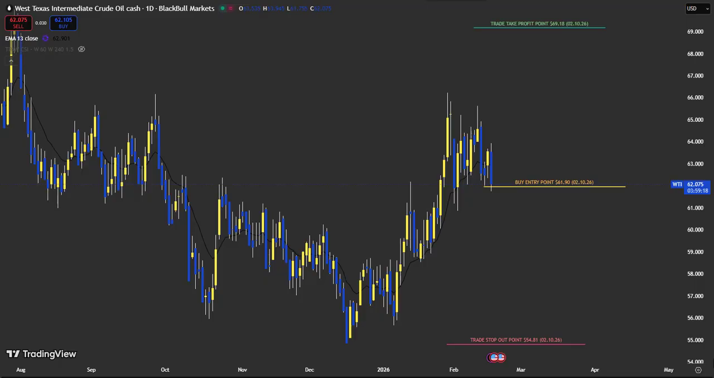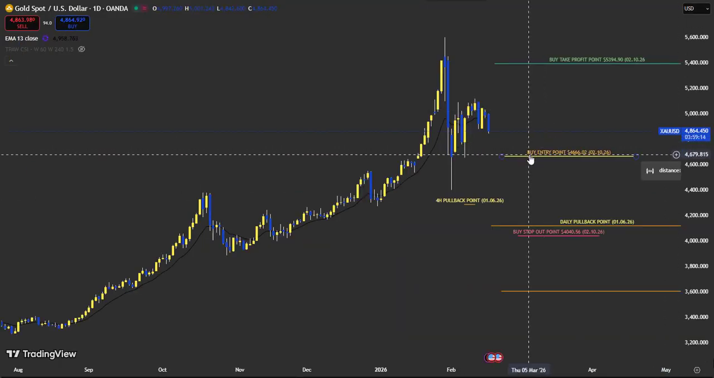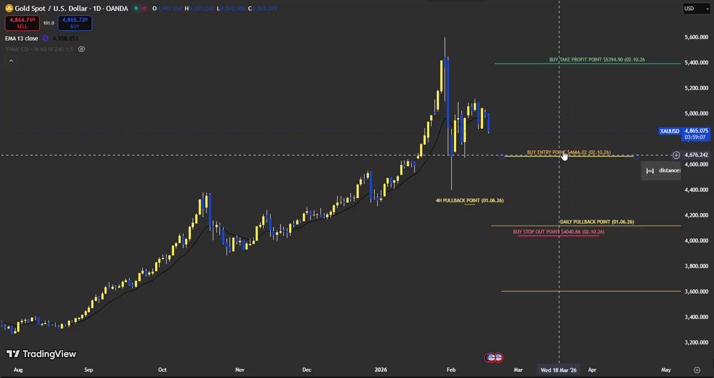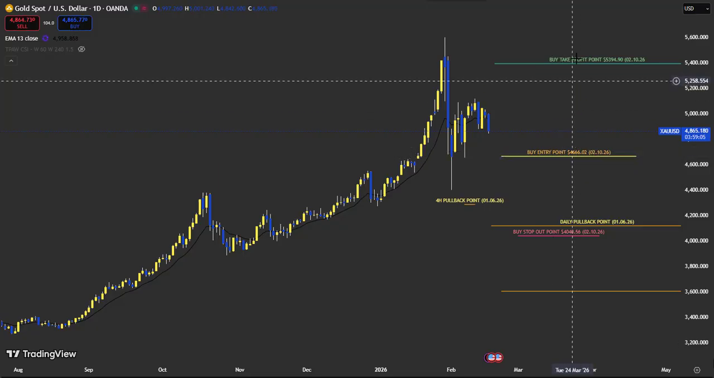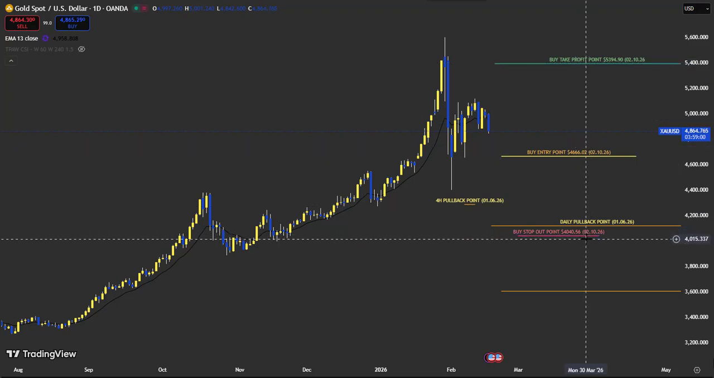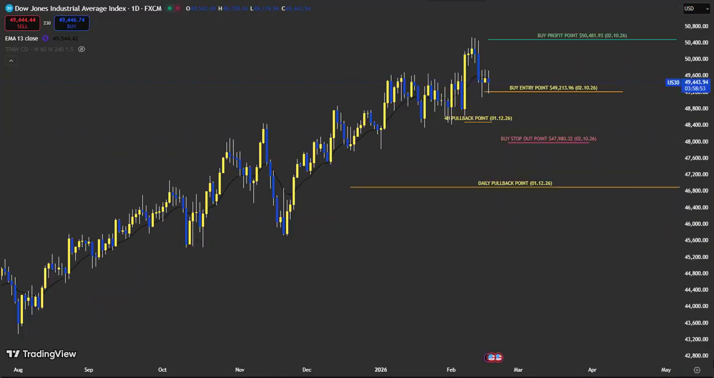On gold, price has not pulled back to our entry point yet, but we're waiting on price to get down to about the 46.70 area, 46.6602 to be exact, and then we'd be looking to go long gold one more time with a target of 53.94.90 and a downside exit of 40.56.